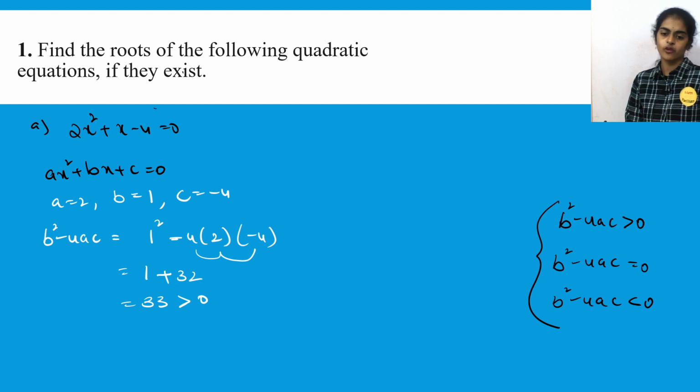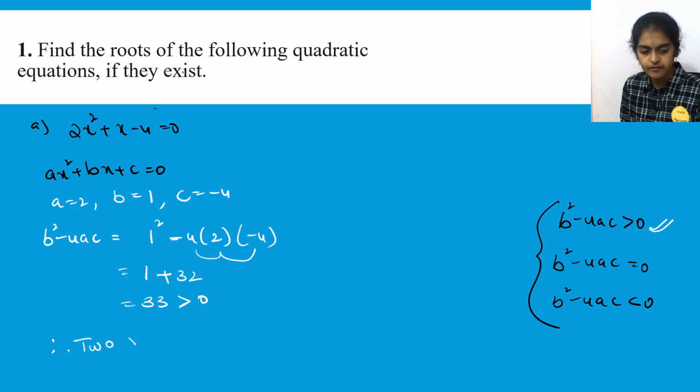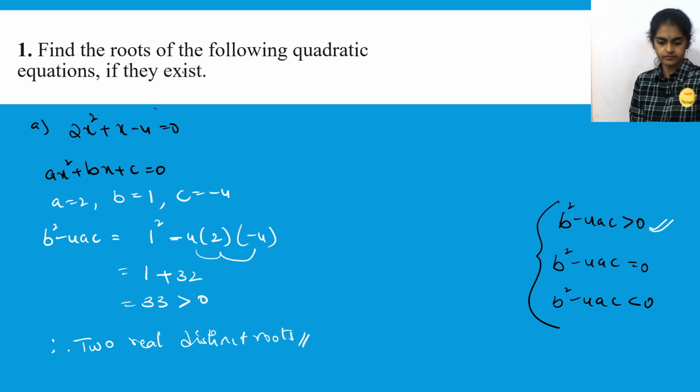So b square minus 4ac is 33, which is greater than 0. Greater than 0 means I'll have 2 real and distinct roots. Okay, if discriminant is greater than 0, you'll have 2 real and distinct roots. Distinct means 2 different roots. Right. So let us find the roots now.